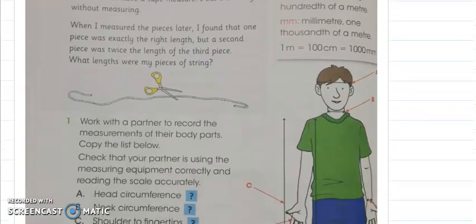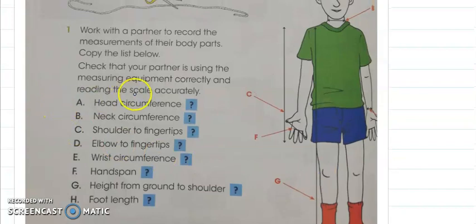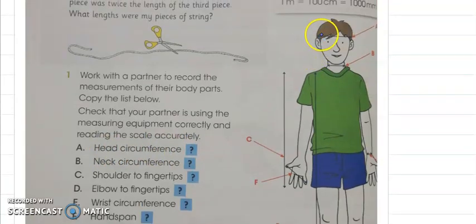Let's now solve learner book page 72. The question given is: you need to work with a partner to record the measurements of your body parts. Copy the list below. Check that your partner is using the measuring equipment correctly and reading the scale accurately. In part A, you need to measure the head circumference. Here is the head circumference. You can use a meter scale to measure it.